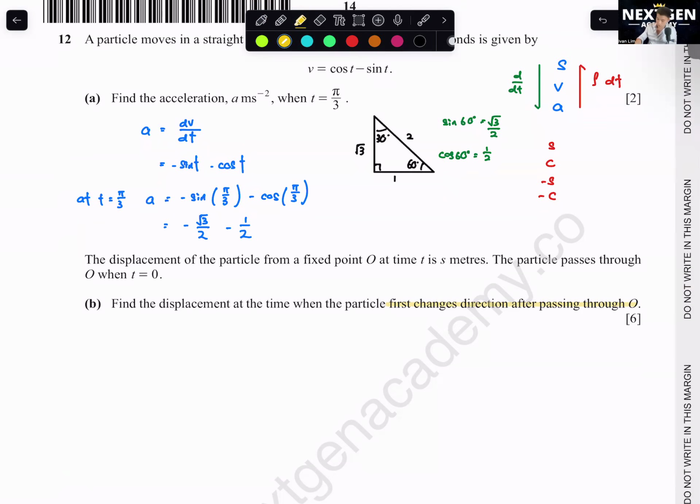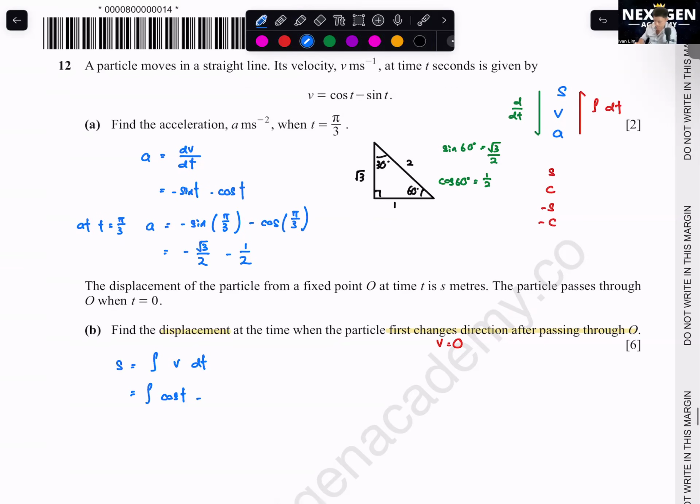Okay, so the key equation is v equals 0. But they want us to find the displacement when v equals 0, so let's find the displacement expression first. Here we will integrate v. So we integrate cos t minus sine t dt. Cos will become sine, minus sine will become positive cos. And don't forget to always write your plus c.